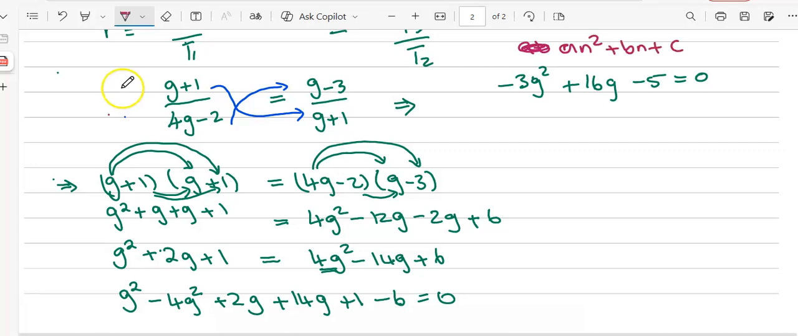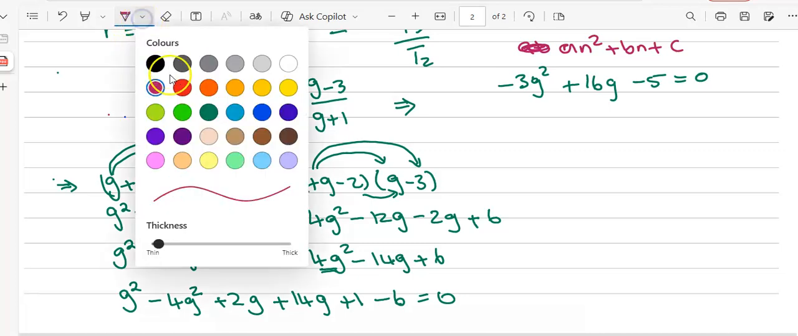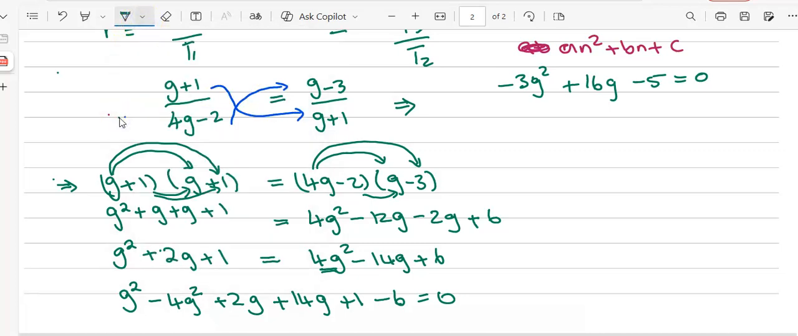So always when we work with quadratic, remember we need to make sure that the value of a is positive. So we just have to multiply everything by negative. So this will give us 3g squared minus 16g plus 5, and this is equal to 0. So now we need to factorize. This will be 3g this side.